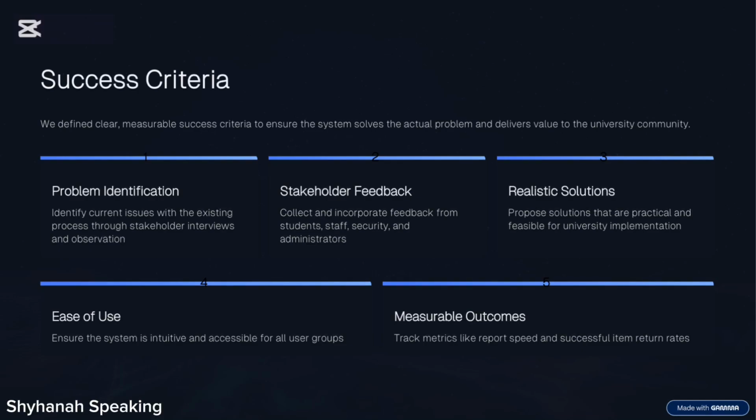Hello, I'm Shihana, and now I'll be discussing the success criteria and the non-functional requirements of our system. We defined clear success criteria to make sure that our system solves the actual problem that we have. These include identifying the current issues with the existing process, collecting feedback from stakeholders, proposing solutions that are realistic for the university, ensuring that the system is easy to use, and defining measurable outcomes, such as how quickly items can be reported and how often items are successfully returned.